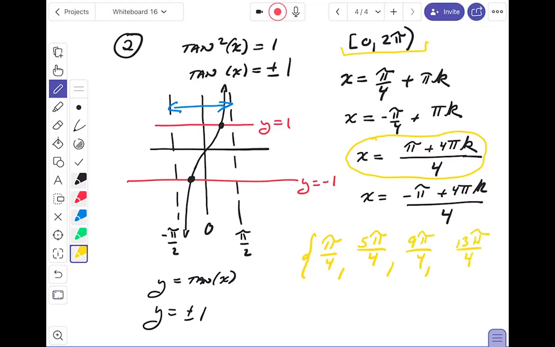But the thing is, I have to realize I have to really stop at 2 pi. And what's 2 pi? It's 8 pi over 4. So these are no good. They're too much. All right? But it does go on forever. And all those numbers go on forever. They're just too big for the 2 pi number. Let's do the next one.